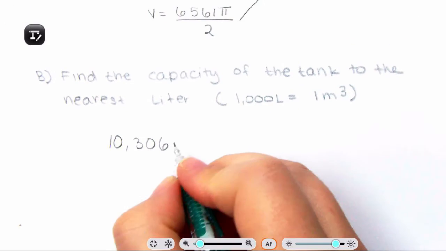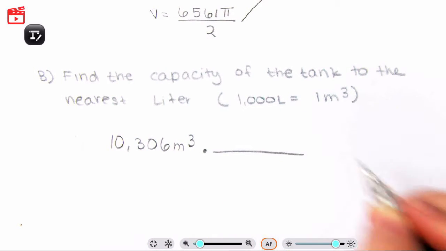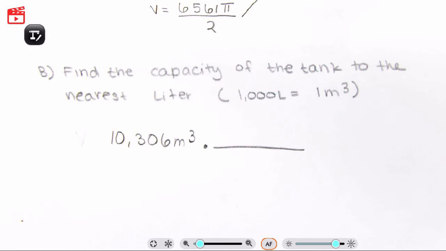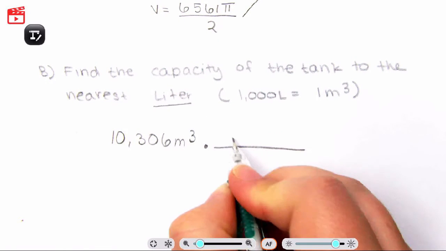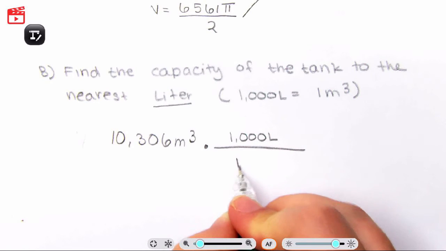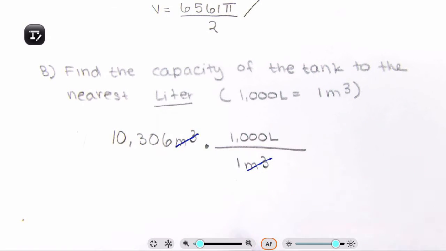So this is your meters cubed. We're going to multiply by our conversion. Remember, when you're working with conversions, the value that you want left over goes on top. So if I want it in liters, my liter quantity goes on top. What I want to cross out or get rid of goes on the bottom. So my meters cubed goes away.